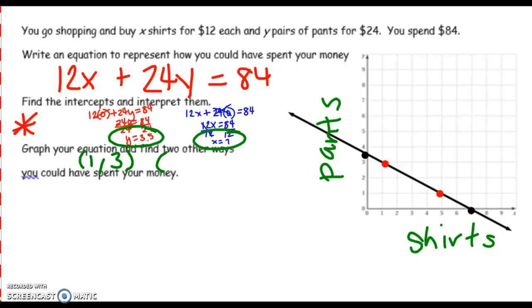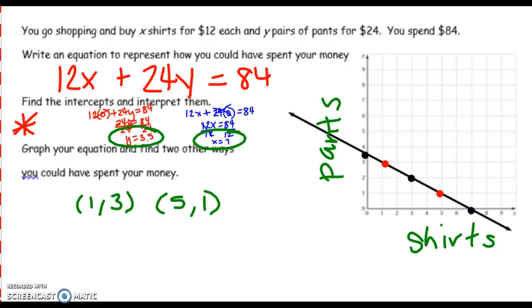Or I could have 5 pairs of pants and 5 shirts and 1 pair of pants. And so those are 2 other ways that I could have spent my money. Where I have 1 shirt, 3 pairs of pants, 5 shirts, and other pairs of pants. There's also another one on there that could work as well. And that one is going to be right here.